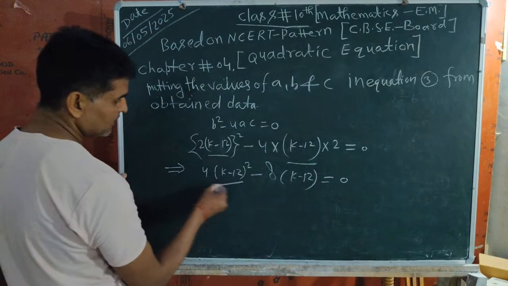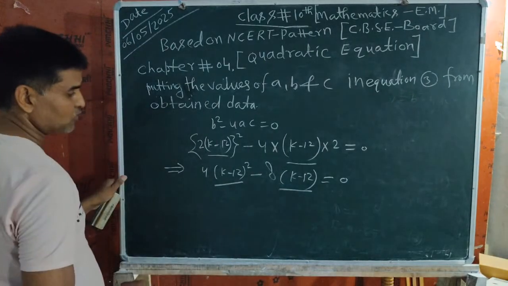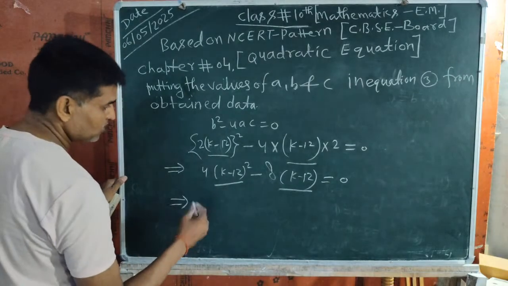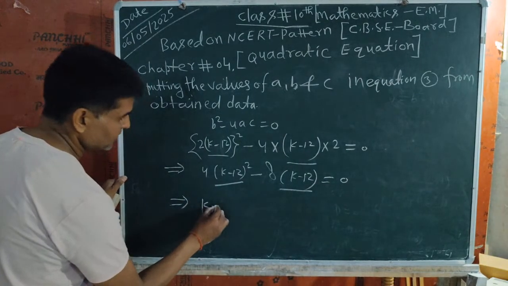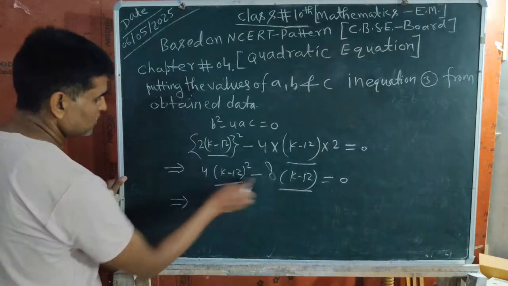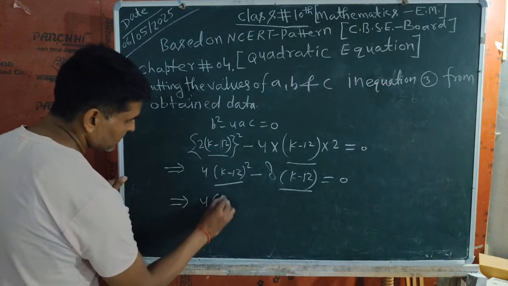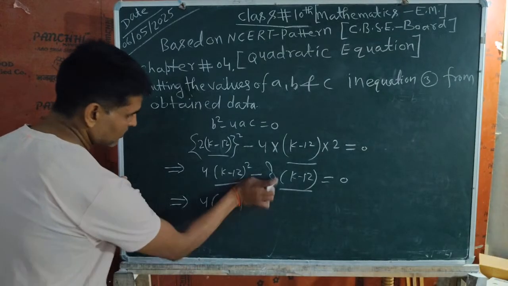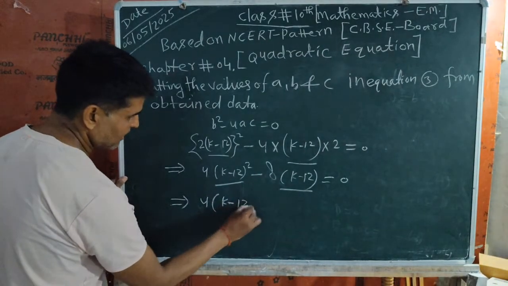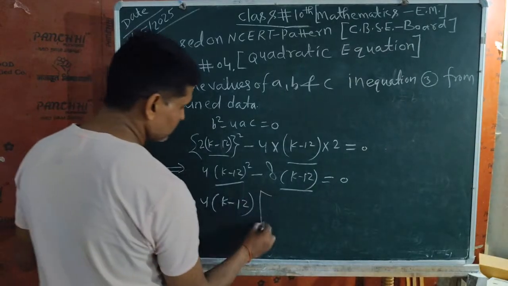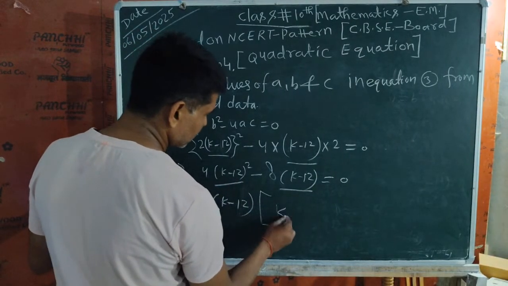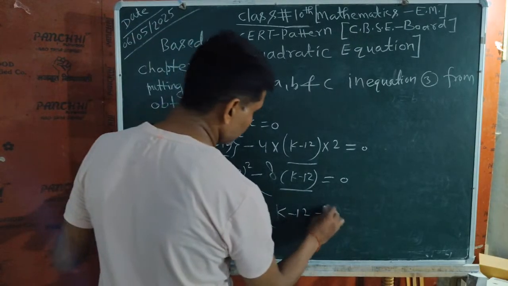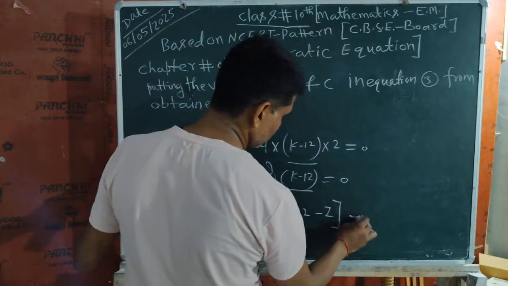Now here, in both terms k minus 12 is available and 4 is also available, so I will take 4 times k minus 12 common. After taking common, in the bracket I will get k minus 12, but here only 2 is available, equal to 0.